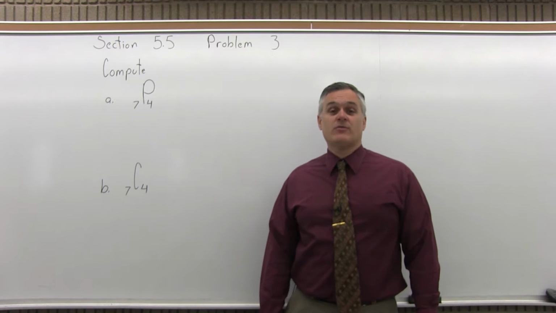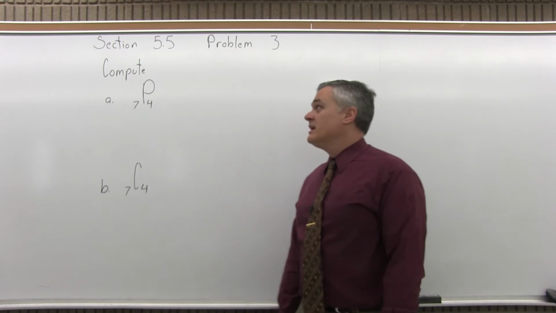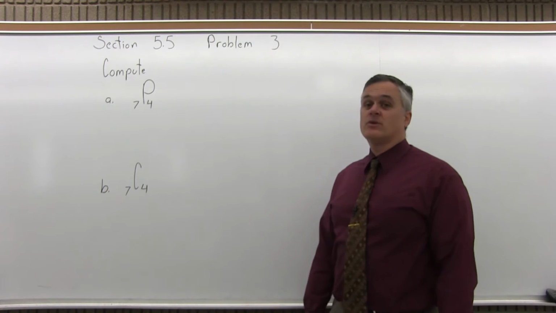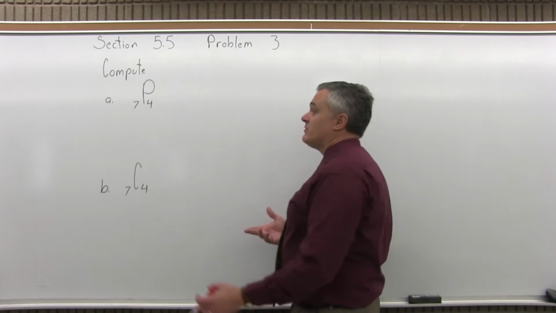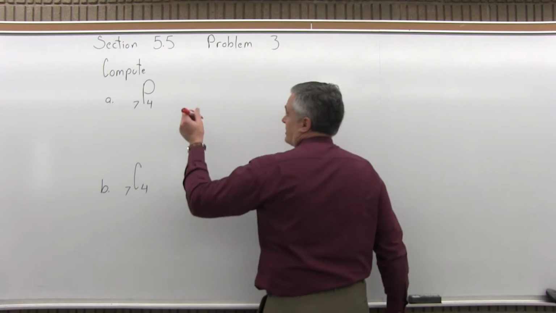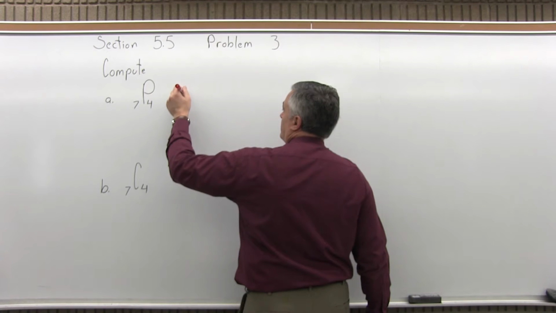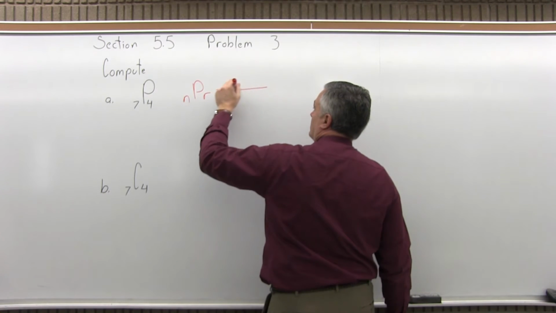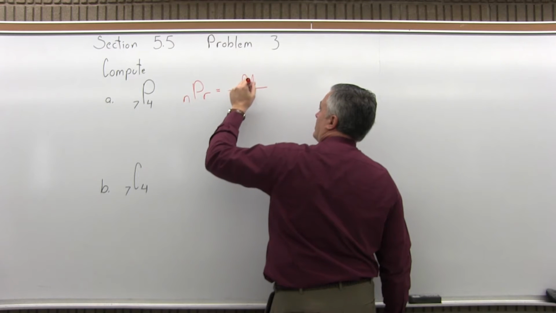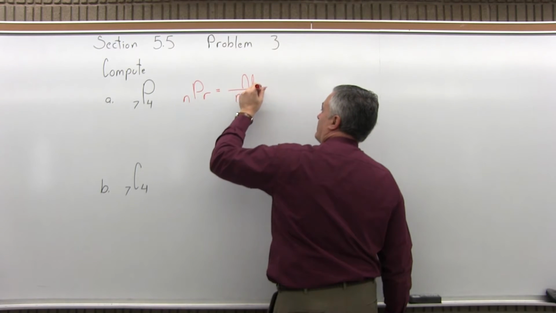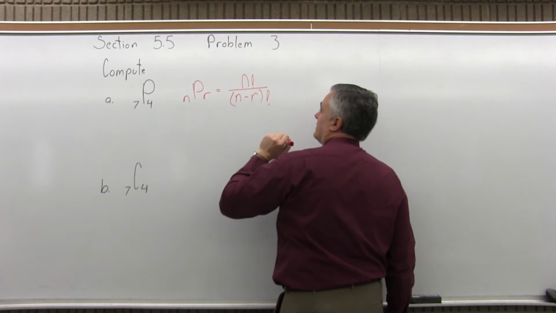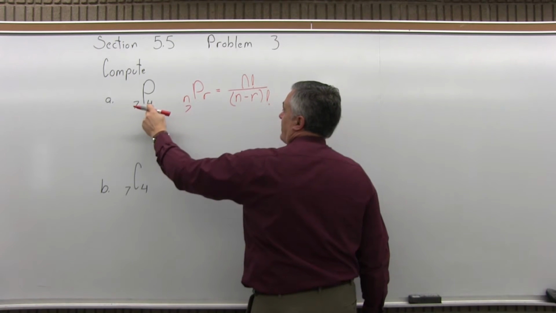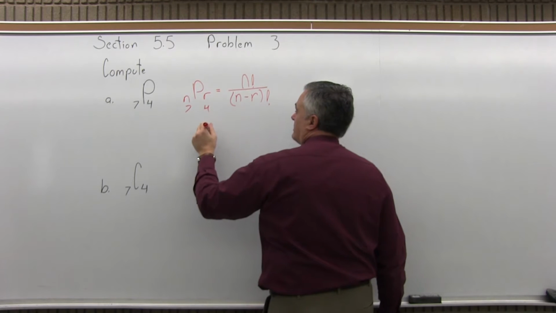This is Section 5.5, Problem number 3. It asks us to compute 7 permutation 4 and then 7 combination 4. So the 7P4, the P is for permutation. Again, the permutation formula is n permutation r equals n factorial over (n minus r) factorial. For this particular problem, n, the larger number, is 7, and r, the smaller number, is 4.